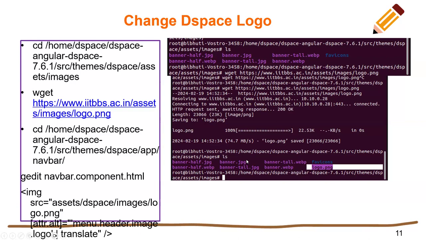What we have to do: we have downloaded this thing. Once it is downloaded, you have to gedit this particular file and change the src to image logo.png. Basically, in that file it was given assets slash image, but here you have to give the proper location, so that the logo will change.